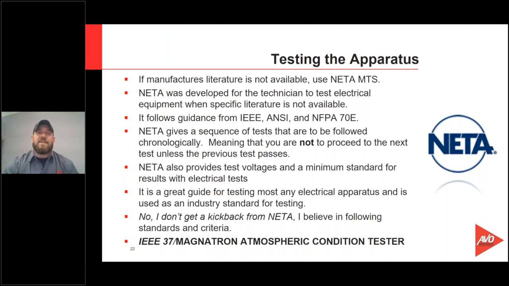NETA also provides test voltages at a minimum standard for results with electrical tests. So they provide a voltage, and along with that testing voltage and sequence, they also give you a value, meaning that, hey, if I test this apparatus at this piece, then this should happen, or this is the type of results I should have. In this case, doing a vacuum bottle integrity test, it's a pass or fail test. It's a go or no go, thumbs up, thumbs down.